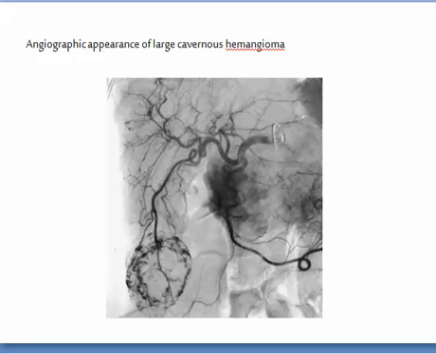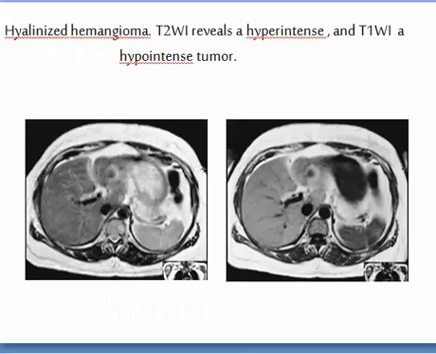This is an angiographic appearance of hemangioma, where we have the nodular capillary and blood pools delineating the lesion, and it looks like a nodular margin. In hyalinized hemangioma, we have the T2 image seen as a little bit hyper-intense, while in T1 it is definitely hypo-intense, and this is called hyaline degeneration of hemangioma.